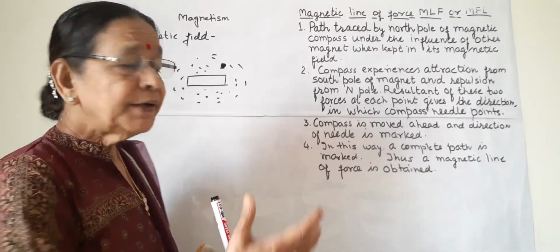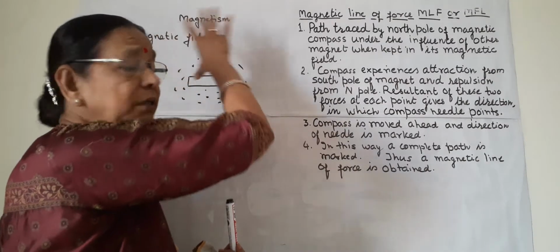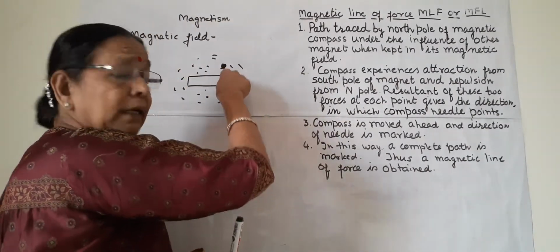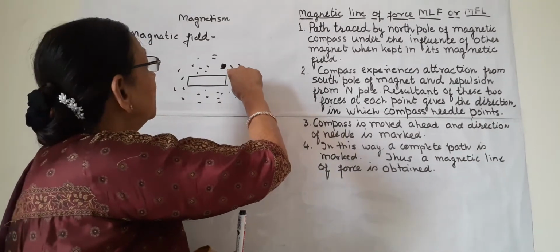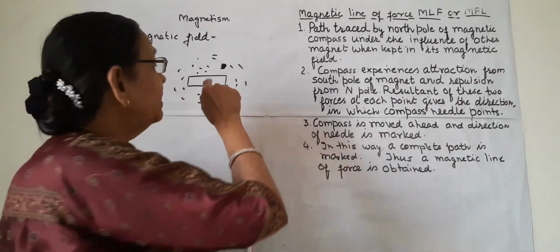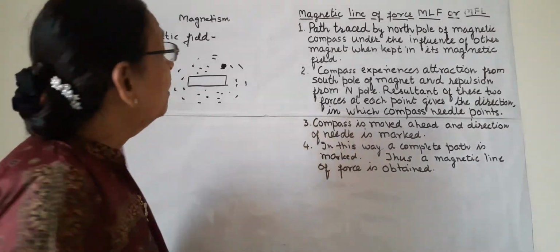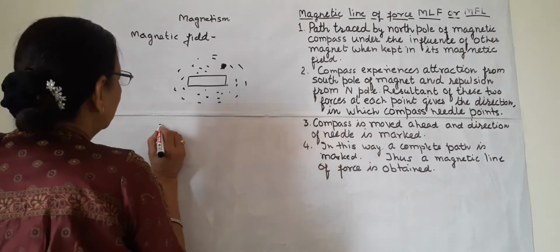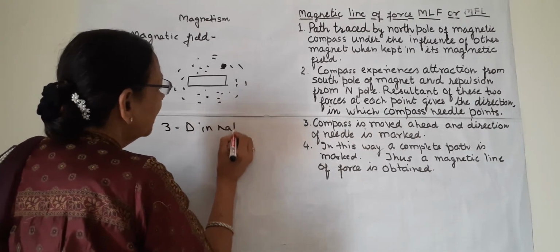So what is a magnetic field? A field or a region around a magnet in which another magnetic substance or magnetic particle experiences the force of this magnet. So this is the magnetic field. Now the magnetic field is 3D in nature. That is, it is three-dimensional.